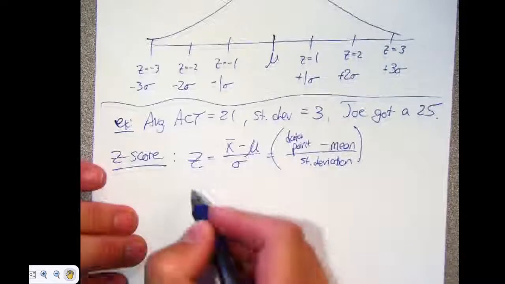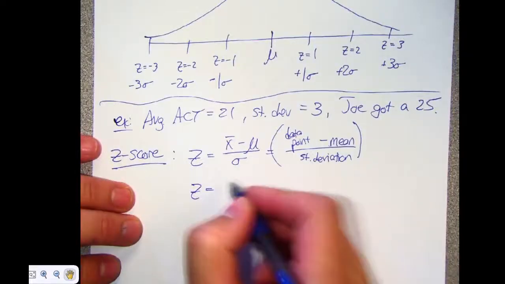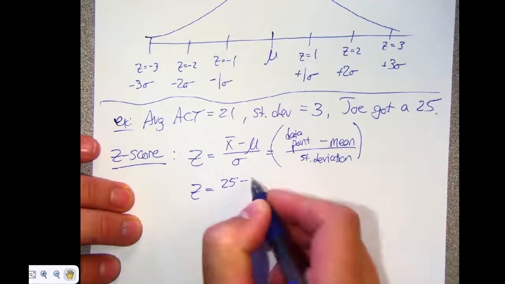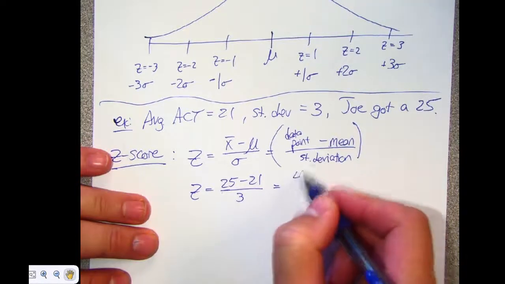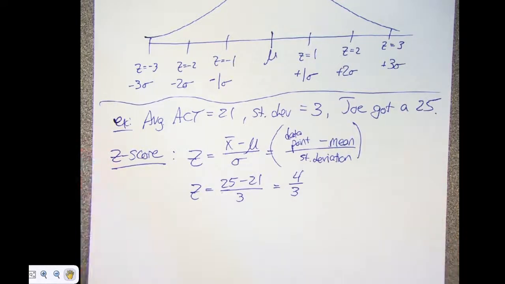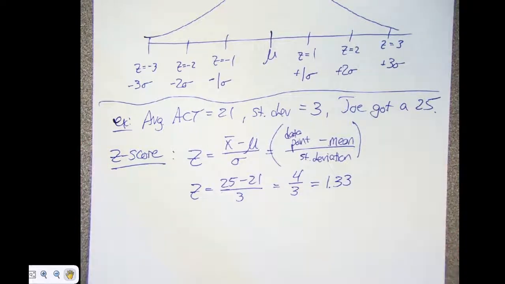So I plug that in for this problem. What's x bar for this problem? 25. What's mu? 21. Standard deviation, or sigma, is 3. My z-score would be 4 over 3. I can make it 1.33 or I can make it 4/3. Those are both okay. It doesn't really matter.